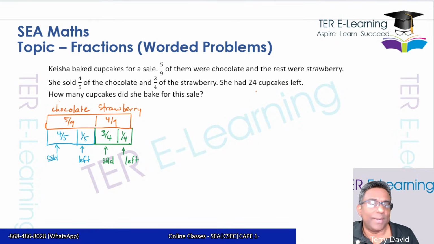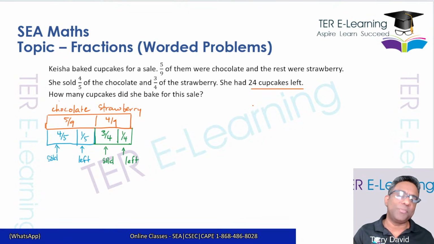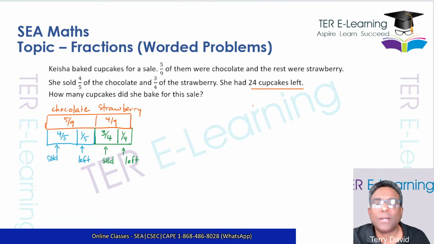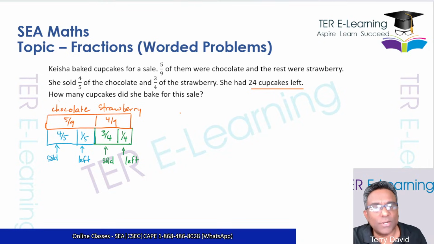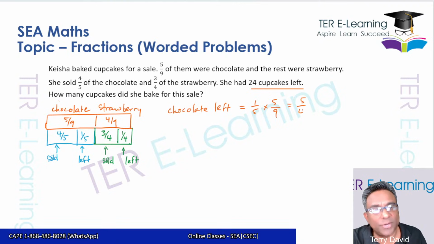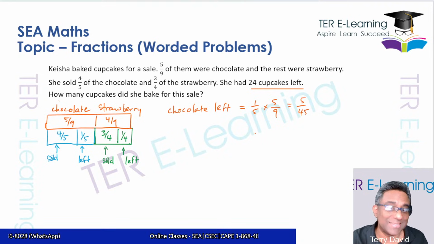Now, what we do know is that we have 24 cupcakes left. So if I could figure out what fraction of the whole is left, then I could work out how many cakes we had at the beginning. Okay, so let's look at the chocolate left. This is what I would do: work out the chocolate left. The chocolate left will be 1/5 of your 5/9. So this is going to be 5/45. This fraction represents the fraction of the whole that is chocolate left.